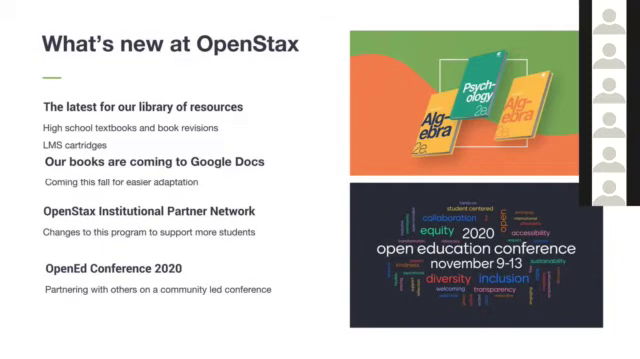And finally, we are partnering with the Colorado Department of Higher Education, the University of Maryland system, as well as the Scholarly Publishing and Research Coalition, SPARC, who some of you may be members of, to help facilitate a reimagining of the annual Open Ed conference. And that's actually going to be taking place November 9th through 13th, and registration is open right now.